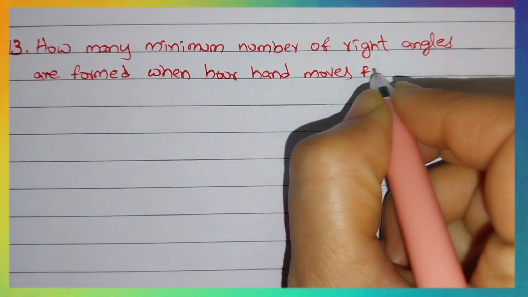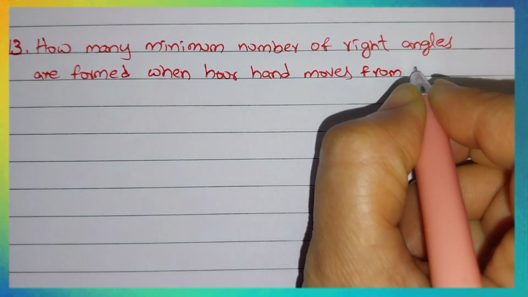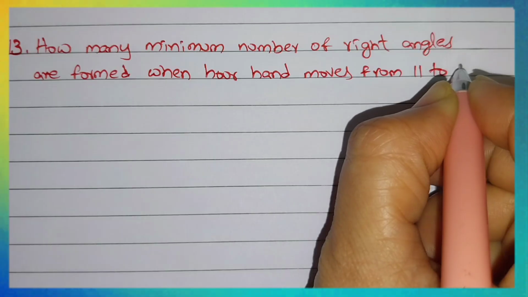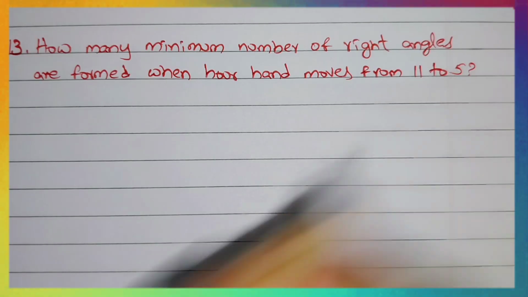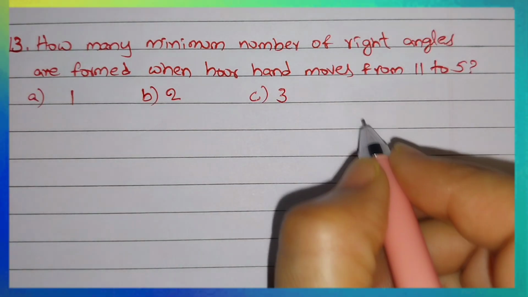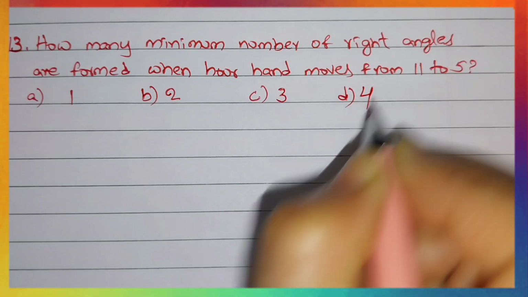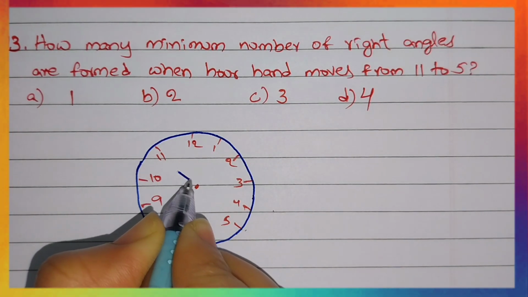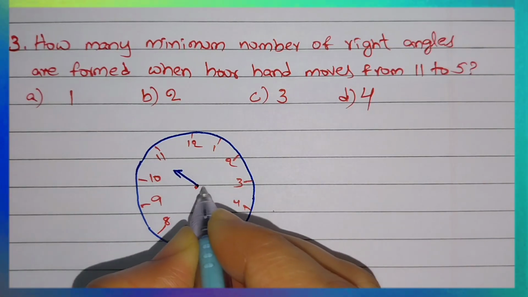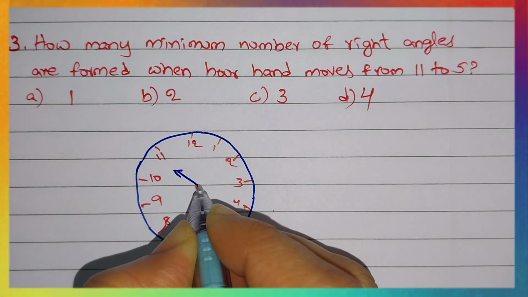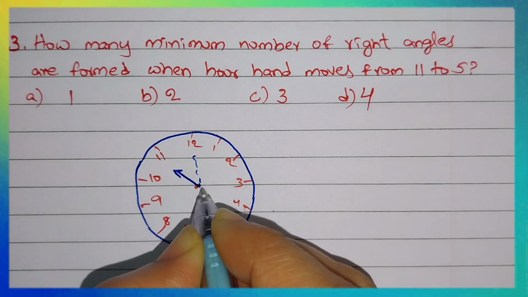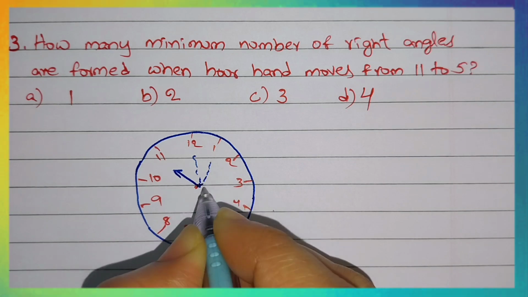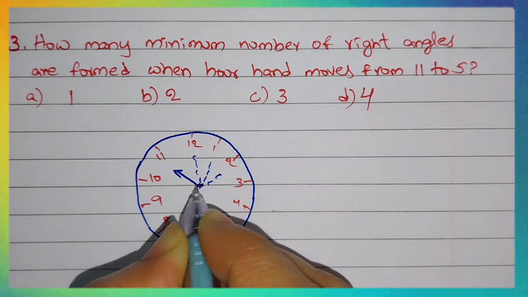Next, moving to the 13th question, what is the minimum number of right angles formed when the clock hand moves from 11 to 5? The given 4 options. The option A is 1, B is 2, C is 3 and D is 4. Here I drew a clock. If you observe the angles, between 11 to 12, it will be an acute angle. Next, 11 to 1 is also an acute angle.